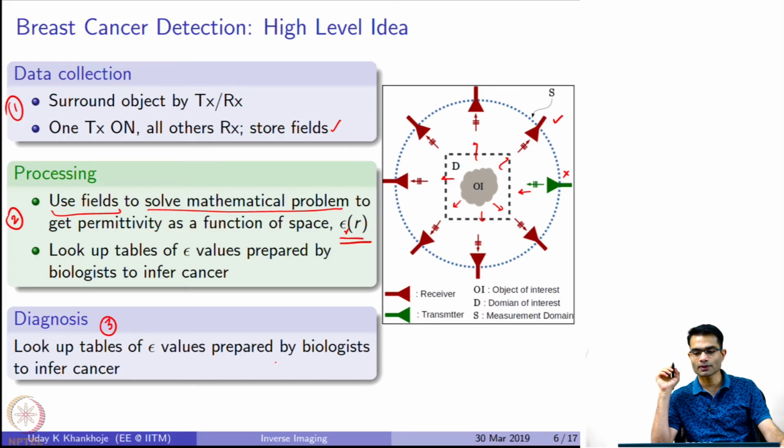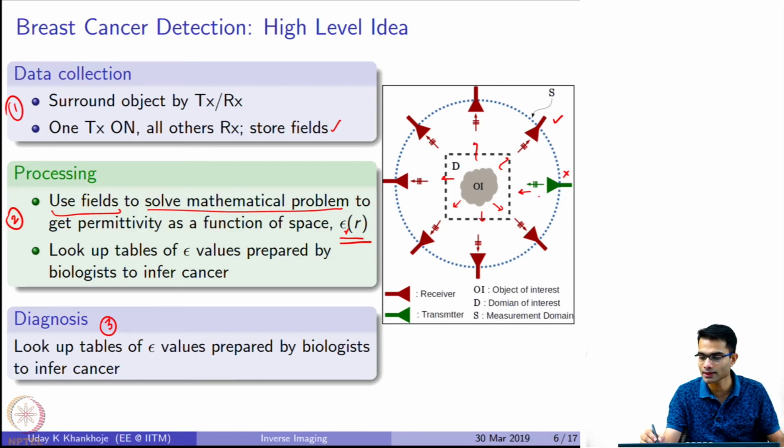Can you repeat this experiment using backscatter field only? That means you just want to use one transmitter and one receiver. Instead of this circular arrangement, can I use both transmitter and receiver on a single side? So, you are saying that I keep this transmitter on, none of the other receivers are there, and I just collect this field. Yes, you can do that.